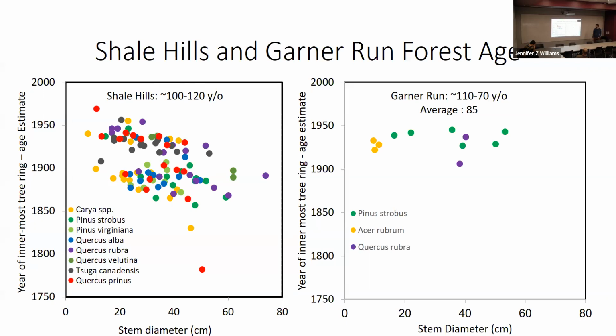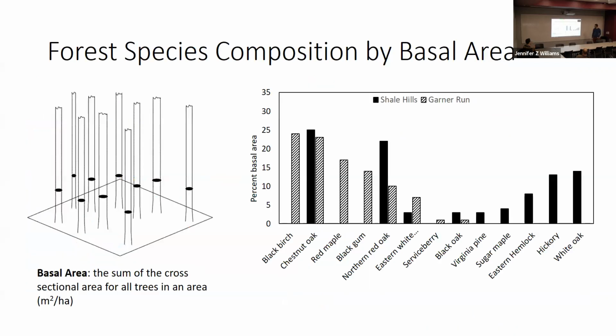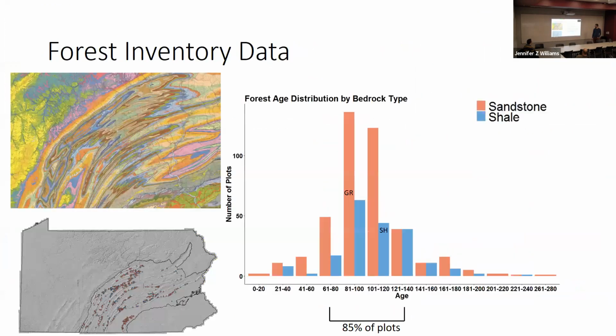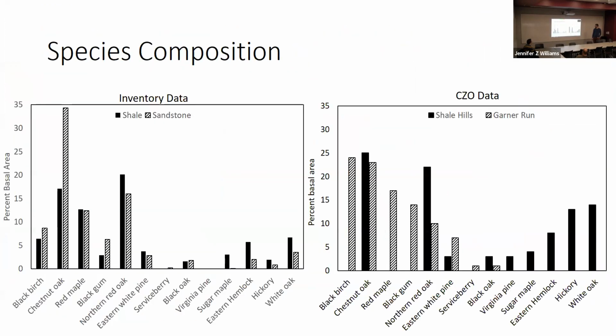Then you had a histogram that had some species data on it, and it looked like there was a difference between, I think it wasn't this one, I think it was, keep going. Is there another one? Yeah, inventory compared. Is there a species difference between Shale Hills and Garner Run that I can hold in my head? There are between Shale Hills and Garner Run, yeah.